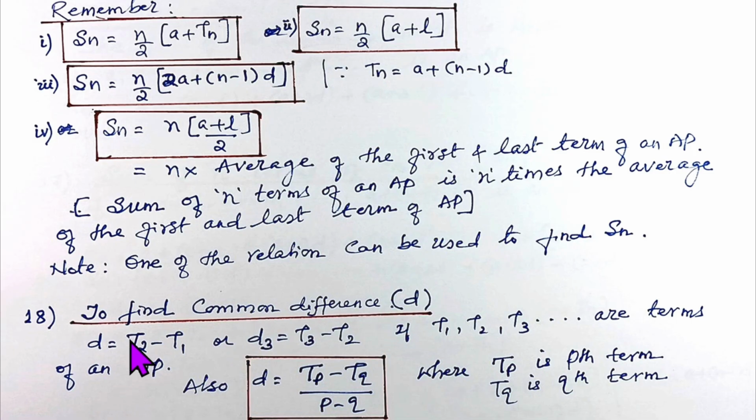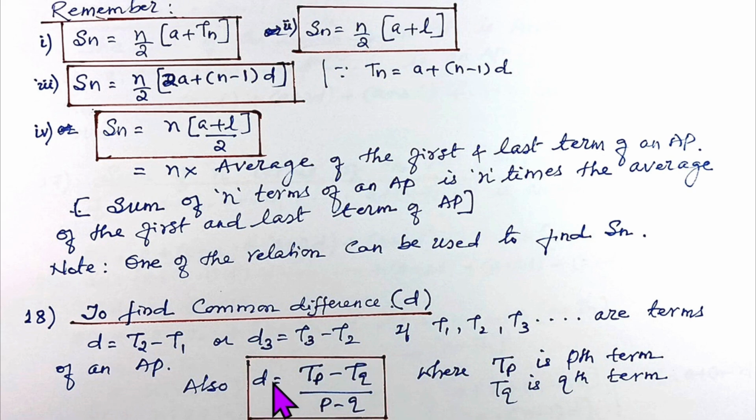Now to find the common difference, we already know how to find it. We have learned that the common difference can be found by subtracting consecutive terms, that means T2 minus T1, T3 minus T2 and so on, if T1, T2, T3 and so on are the terms of AP. And also remember, there is one very important relation to find D, and D is equal to (Tp minus Tq) upon (P minus Q), where Tp is the pth term and Tq is the qth term, and P and Q are the positions of those terms in the sequence. So we can use this relation to find D, a very useful relation.